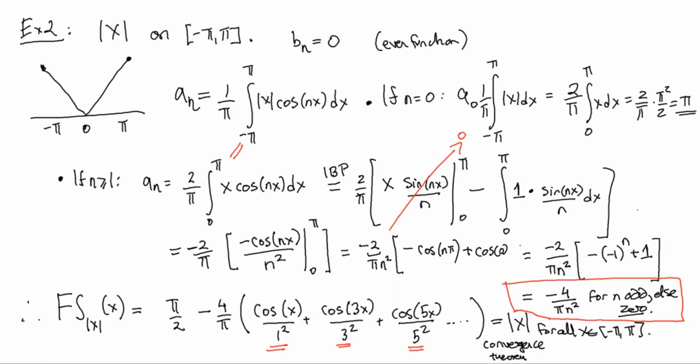It's an even function, so the integral on the right half is equal to the integral on the left half, so the integral on the whole thing is twice the integral on the right half. Okay?